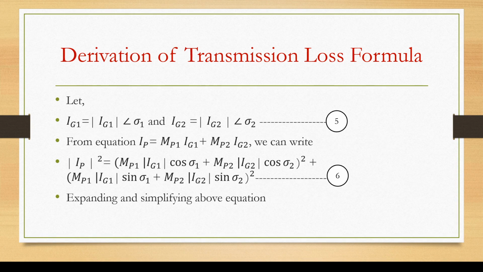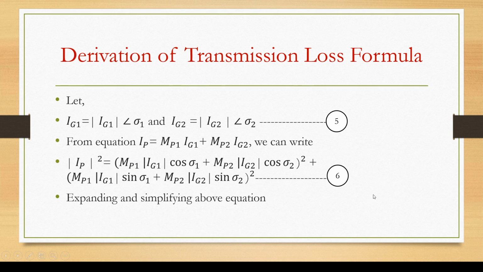Now let Ig1 current equal mod of Ig1 angle sigma 1 and Ig2 equal mod of Ig2 angle sigma 2. Let us take this as equation 5. Now from the equation of IP, after applying the principle of superposition, IP equal to MP1 Ig1 plus MP2 Ig2. So from this equation we can write IP square equal to MP1 mod Ig1 cos sigma 1 plus MP2 Ig2 cos sigma 2, whole square, plus MP1 Ig1 sin sigma 1 plus MP2 Ig2 sin sigma 2, whole square.